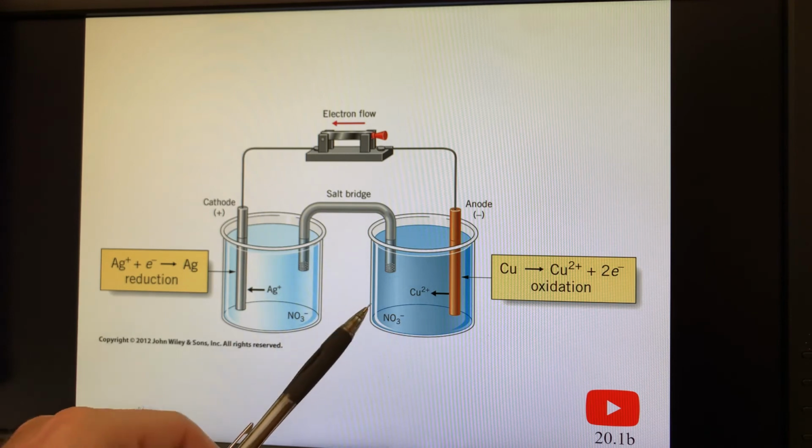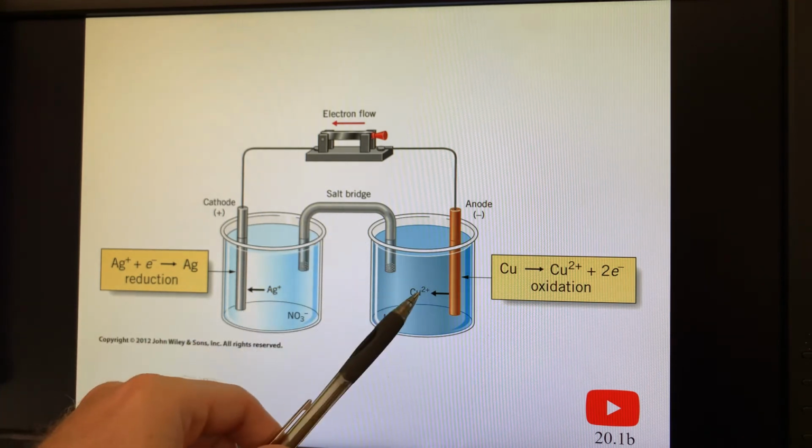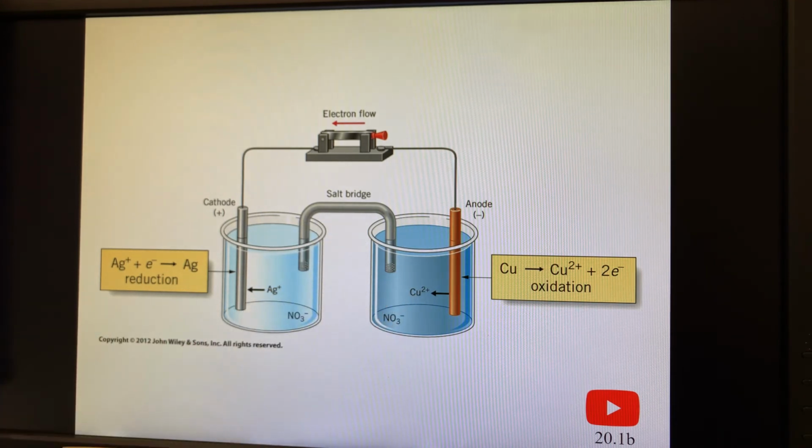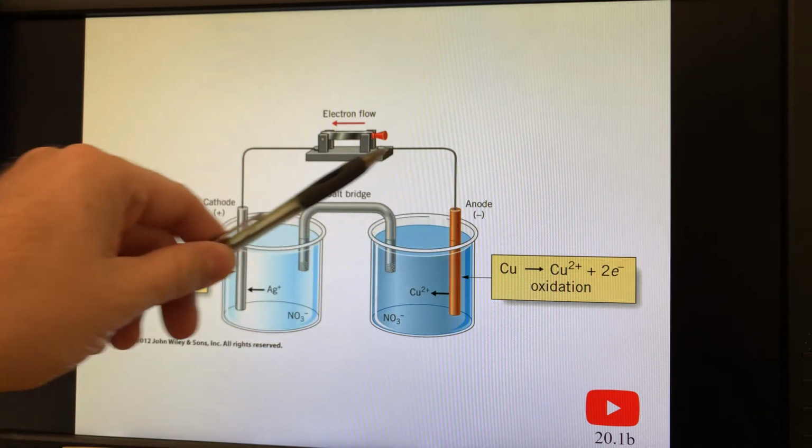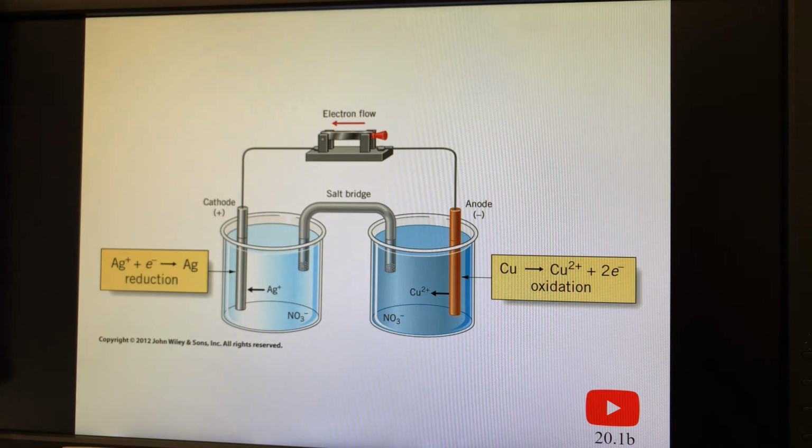The salt bridge allows ions to flow through to keep these two solutions electrically neutral. And the electrons always flow through the wire. And they always flow from the anode to the cathode every time. So the anode has a negative charge because it's surrounded by negatively charged ions.